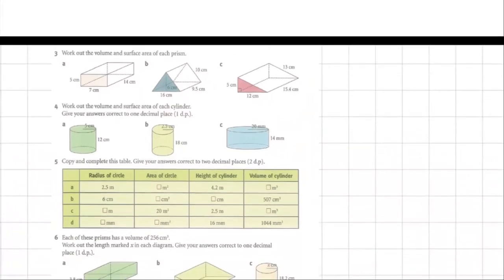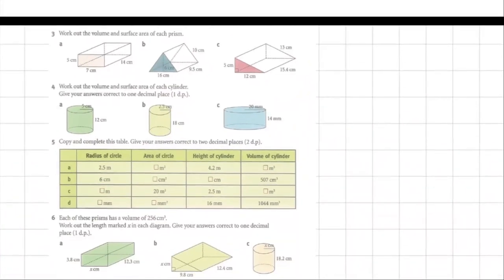Work out the volume and surface area of each prism. So let's look at the volume first. We're working out the volume first, all the volume for A, B, and C. Volume for A would be 5 times 7, the area of the cross-section, multiplied by 14. With the bracket or without the bracket is fine, because I just want to show you that is the area of the cross-section.